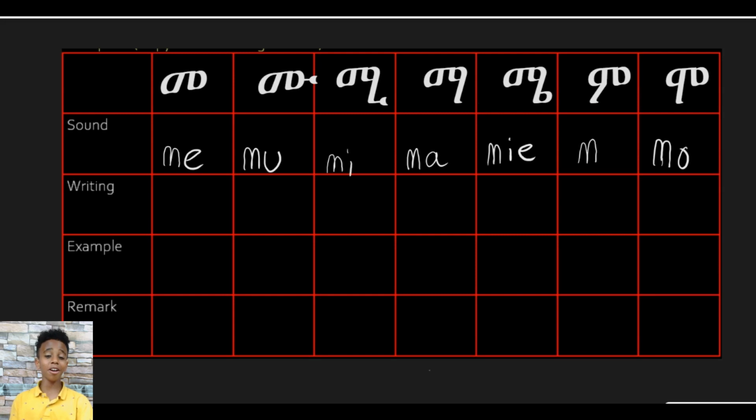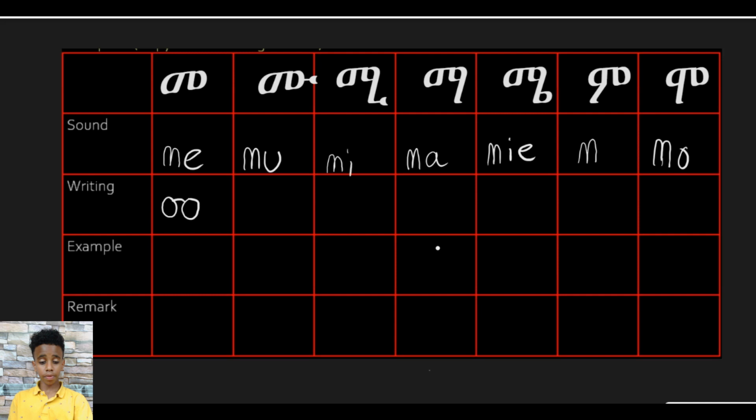Good job! You now know how to pronounce these Tigrinya letters. Alright, now let's get to how you write these Tigrinya letters. So our first letter is Meh, and you can write Meh by making two circles that are pretty close to each other, and then you connect them with a line, and that's it. That's how you write the letter Meh.